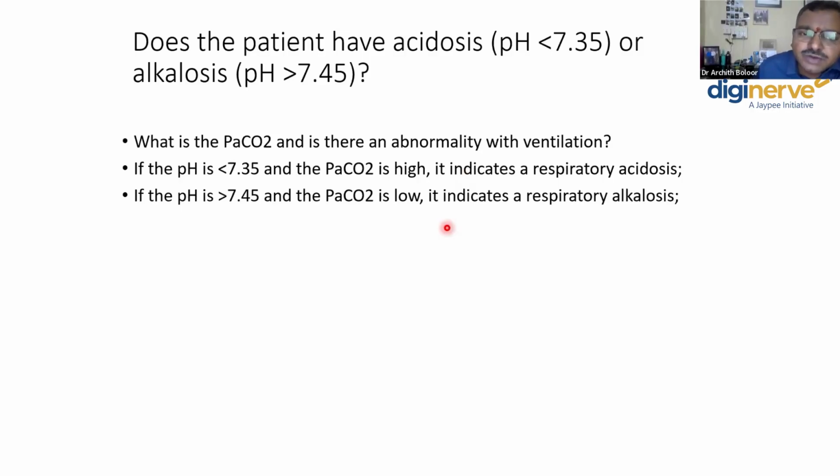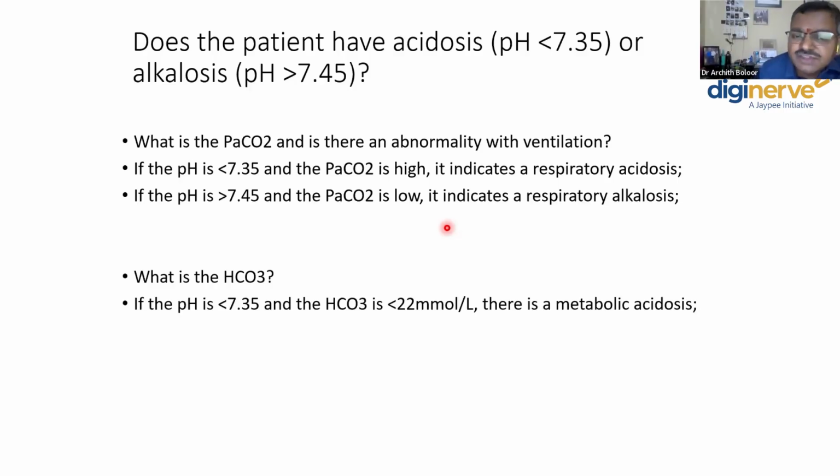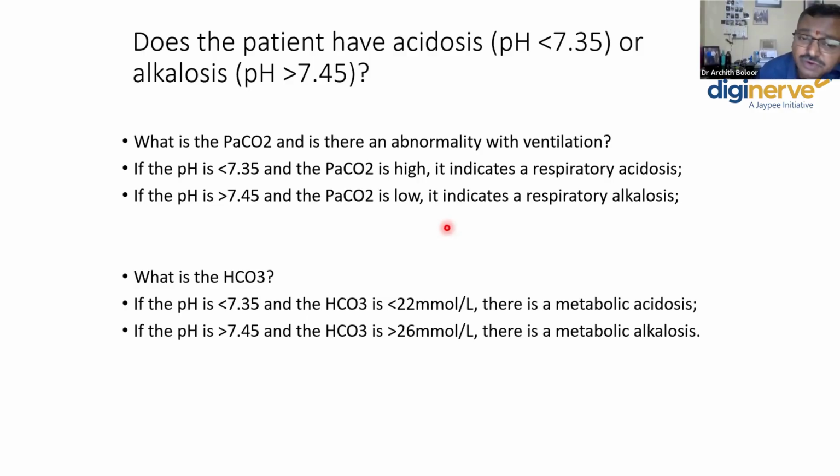So what we are looking at whenever a respiratory problem is happening, you saw acidosis and alkalosis, the pH as well as the PaCO2 are going opposite, right? The PaCO2 is going high and the pH is going low. So it's opposite directions. That's how the respiratory problems will occur. Now, if you see the metabolic problems, we are dealing with HCO3. If the pH is low and the bicarbonate is low, it is metabolic acidosis. And if the pH is high and the bicarbonate is high, it is metabolic alkalosis.